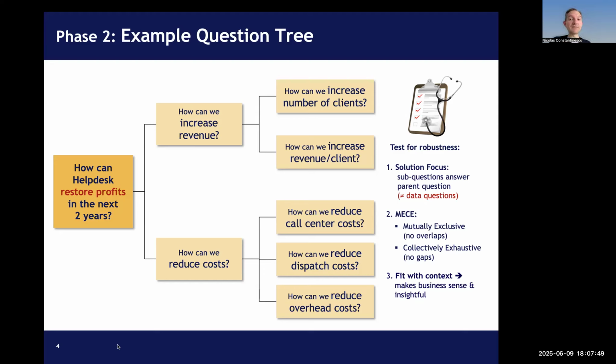And finally, it fits with the context. Essentially we want the breakdown to make business sense. We don't want to break it down into something which is, let's say, technically right, but doesn't make business sense. And the best way to ensure that it makes business sense is if it fits the context.